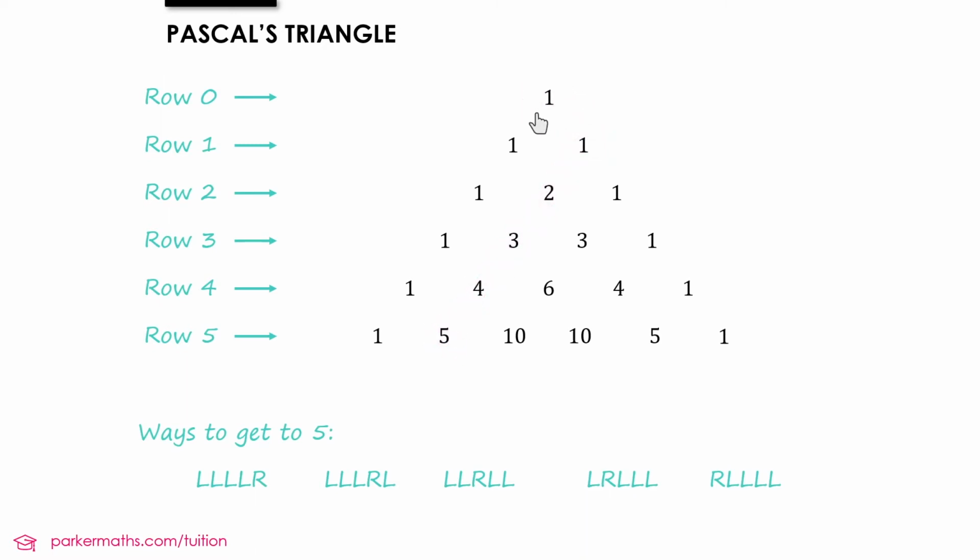But to get from the top to any other value in the triangle, this value will tell you how many different ways there are of doing it. For example, in this bottom left corner, this 1 here, there's only one way of getting there. I would go left, left, left, left, left. The 10 here, there are 10 different ways I could get there starting at 1.